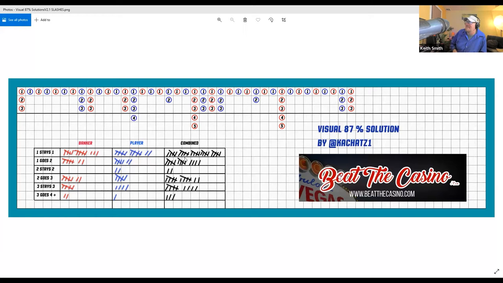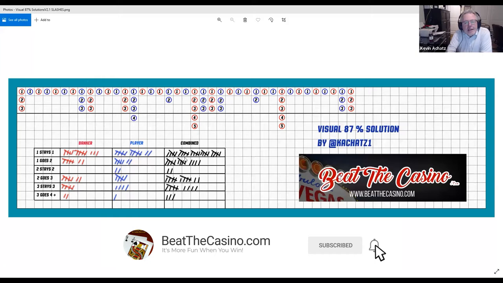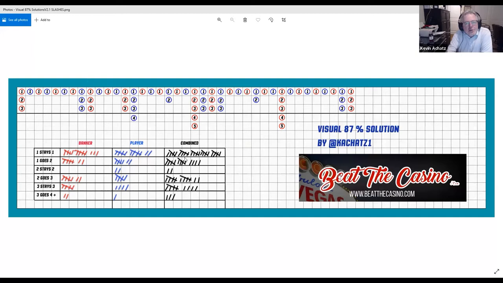So, Keith, you can do this at a table. You can do this playing stadium baccarat, at a kiosk, whatever machine. You can do this online. I don't think there's another methodology that Beat the Casino or anybody else could offer that's going to give you this kind of data and this kind of methodology, way to play. It's going to deliver time and time again.